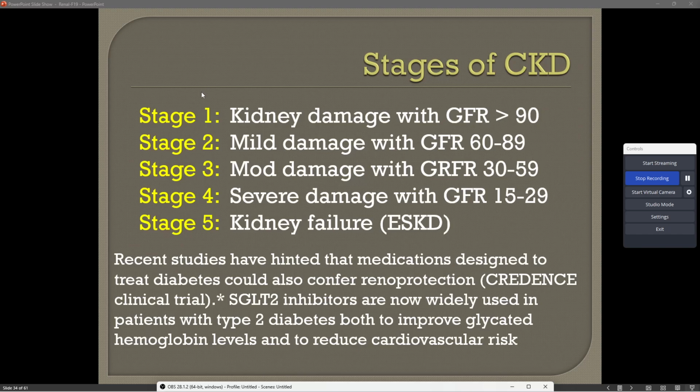stage 5, can be classified as zero output potentially. And these patients are the ones that you commonly hear referred to as anuric. Okay, so just be aware of that. Just fun fact.